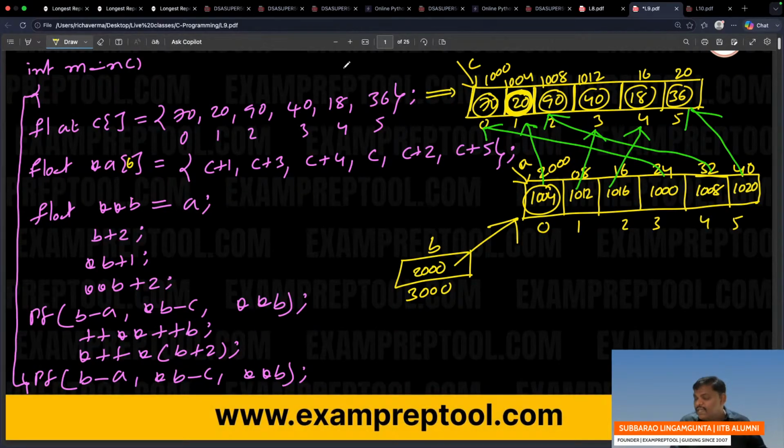In C, if I do +1, 4 bytes will increase. In A, if I say +1, 8 bytes will increase. But B is a variable.